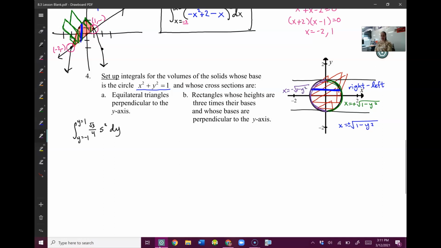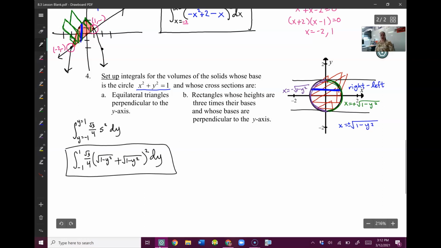So now it's pretty easy to do right minus left. Integral from -1 to 1 of √3/4 times great big things squared. We're going to do the right one, square root of 1 minus y squared, minus the left one, which is negative square root of 1 minus y squared. And there we go. That would be our volume. We took the area of these equilateral triangles and did the integral of it.